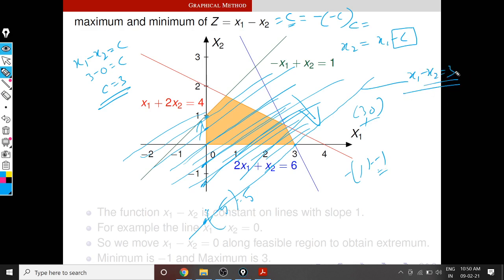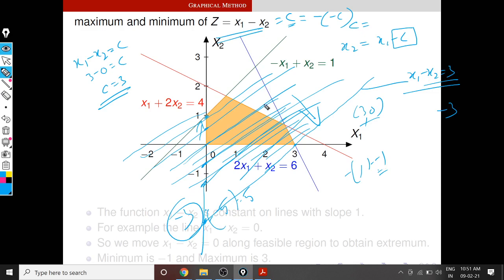You got it? And its y-intercept is what? Its y-intercept is -3. That means this point is -3. So what is the value of x1 - x2? That is minus of -3. That is 3. So what is the maximum value of this objective function on this yellow region?